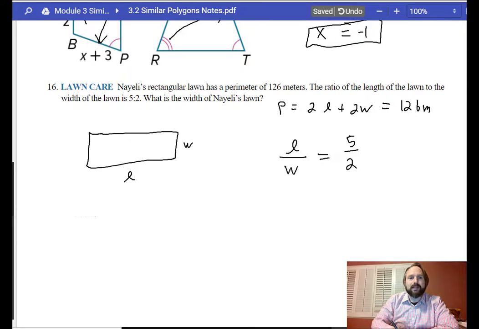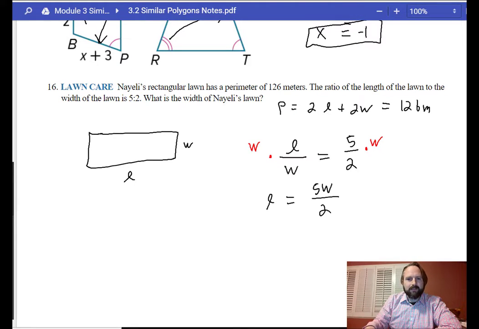Let's give you a few seconds to think of an action plan. All right, so let's continue. So we're going to actually isolate for one of the variables here and plug it in for the other one. So what we're going to do is get rid of this w. What's the opposite of divide by w? Well, it's going to be times w on both sides. So when I do that, I'm going to get L is equal to w times 5, 5w, divided by 2.